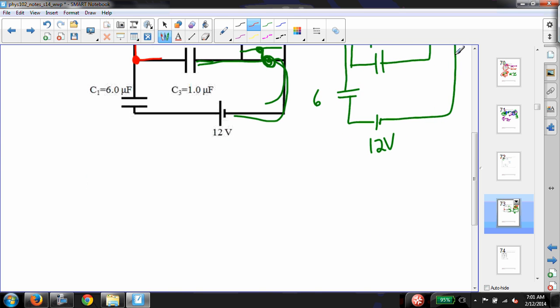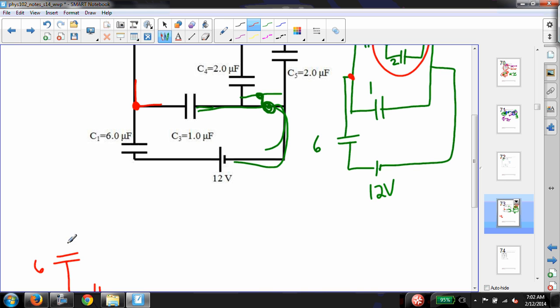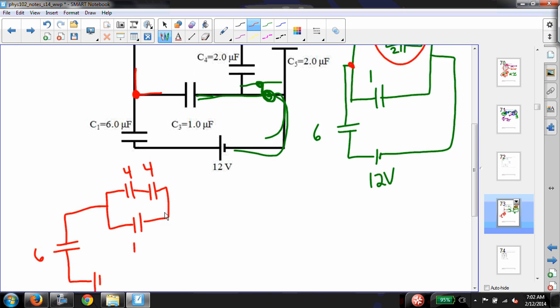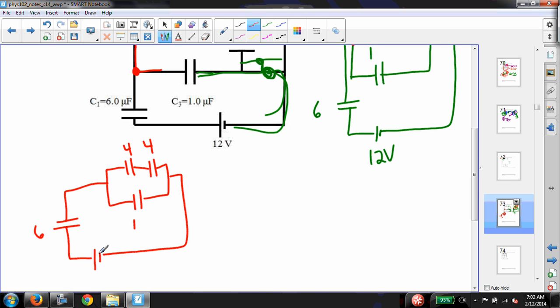I'm going to redraw this whole circuit now. You don't have to do this, but I find that it's helpful when you're first starting to play with these circuits. This helps you to visualize them a little bit better. See how now I have a 4 and a 4, along with a 1. And then that comes back to the battery.